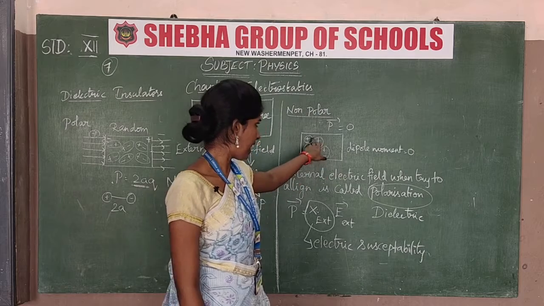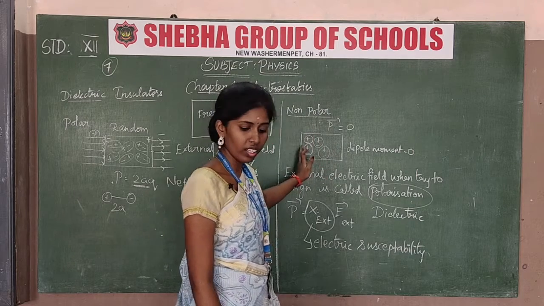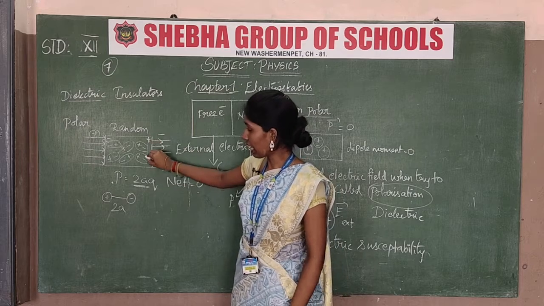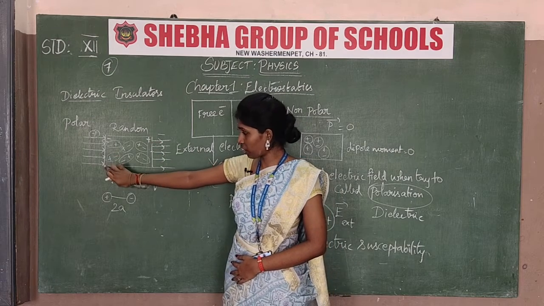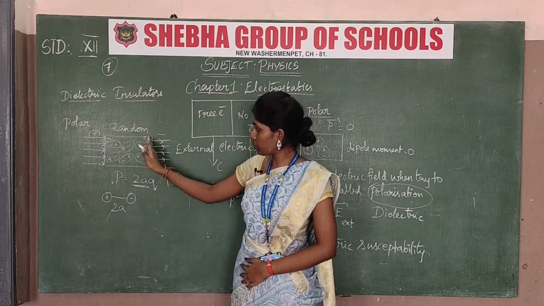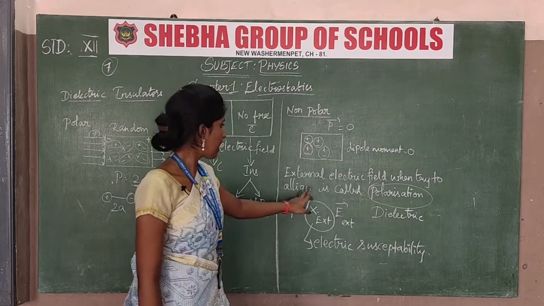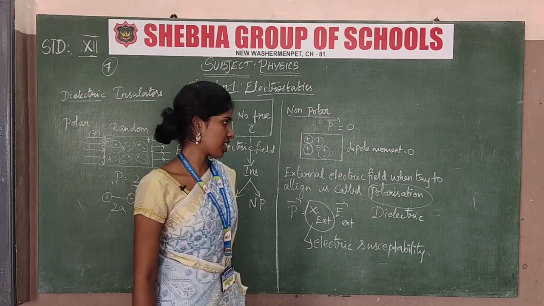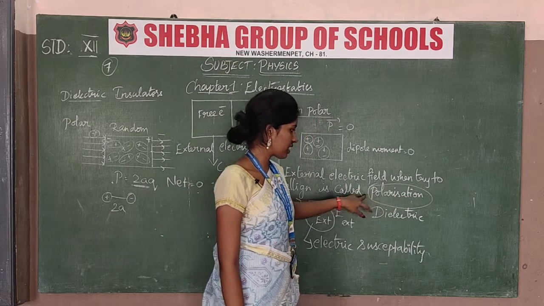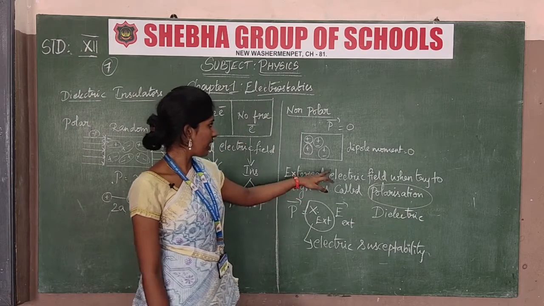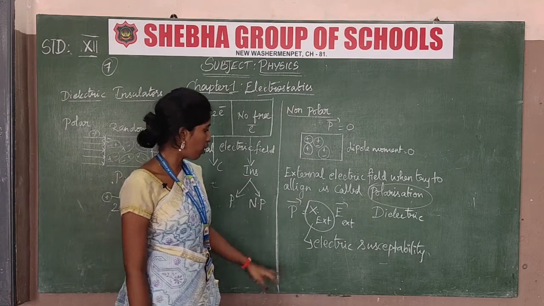It is aligned in one direction. So what happens is it aligns to one side. If positive, only the positive aligns; if negative, it splits and only the negative aligns. Okay? So this alignment is called the polarization. This polarization is another name of dielectric. So it is a dielectric, the polarization of the molecules.